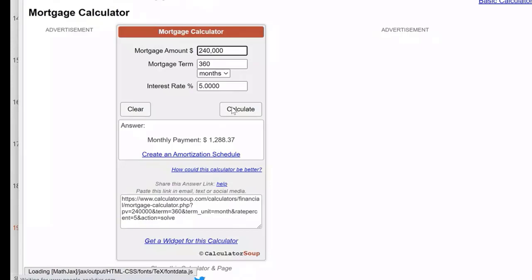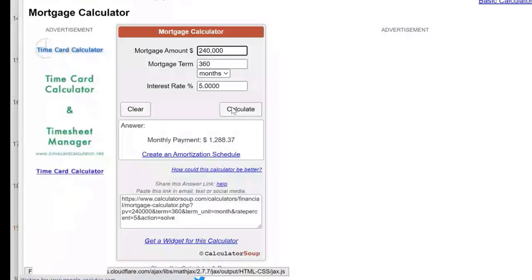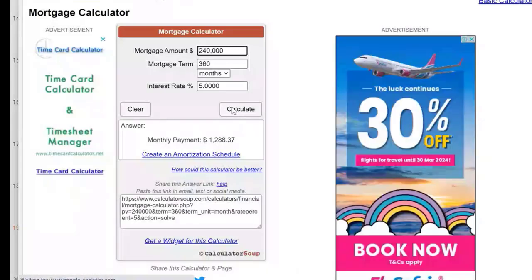Did you get that, Kabelo? Oh no, my principal amount is wrong. That's why. Just give me a second, please. So you can see that 1288 is how you get your monthly payments.